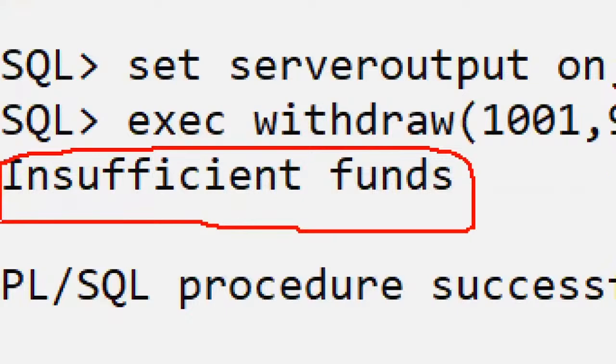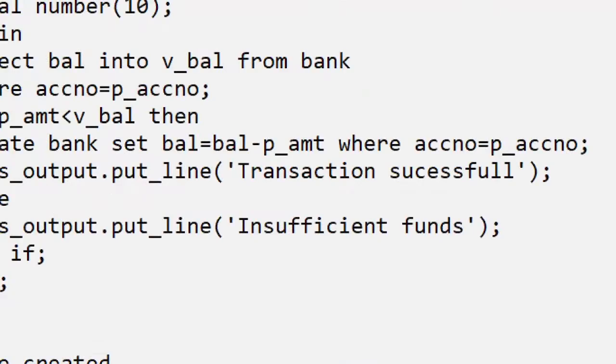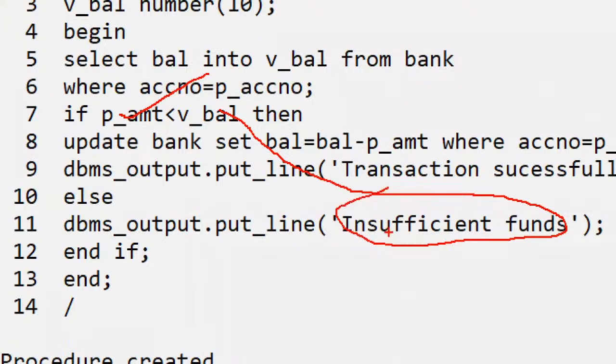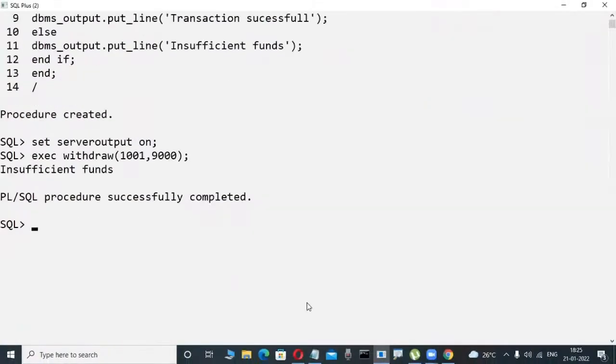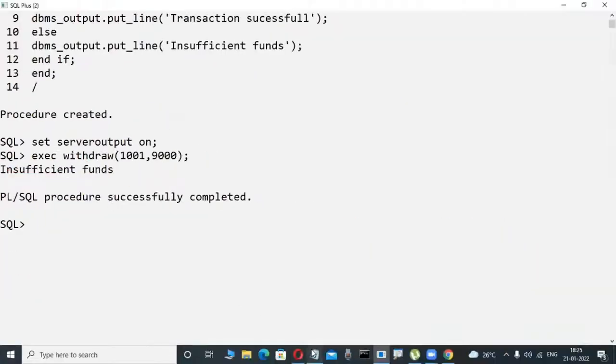It will display the message or not. How is it possible? This coding is executed, whatever I'm writing, that is executed. Or maybe your amount is more than the available balance. That's why insufficient funds only. It will display the message or not? Yes. Now, suppose here, for example, logically observe here. Maybe insufficient funds is the message. It will be displayed or not? Yes.